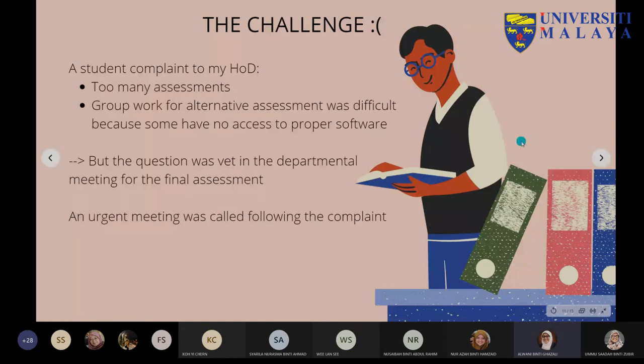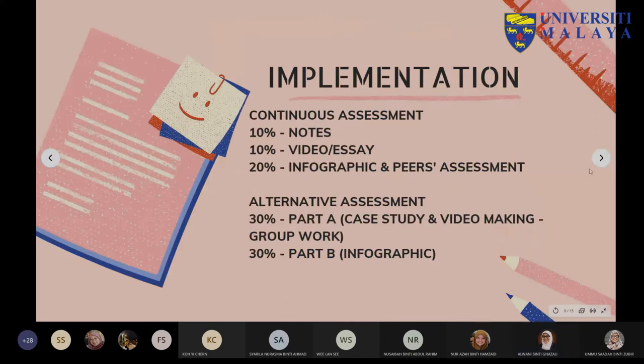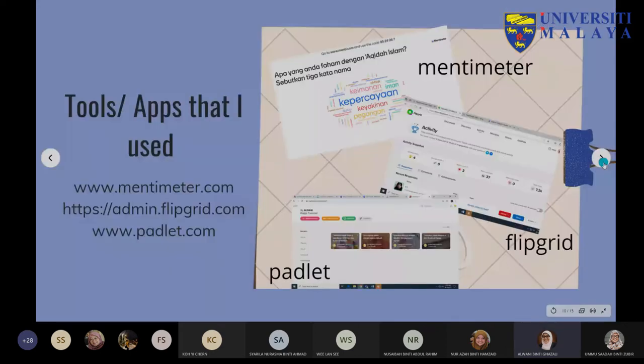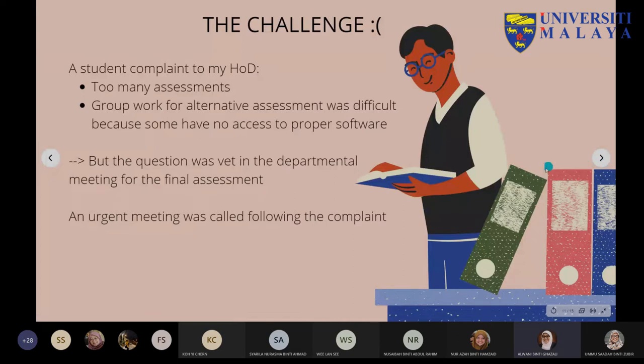Originally, the question, like I mentioned before here, part A originally consisted of one question only. That was only case study, video making, and group work. Because there are some students from the sciences faculty, pharmacy students, medical students, I'm not sure, and their schedule is tight. I asked the students whether they could manage group work if it was in the form of group work.